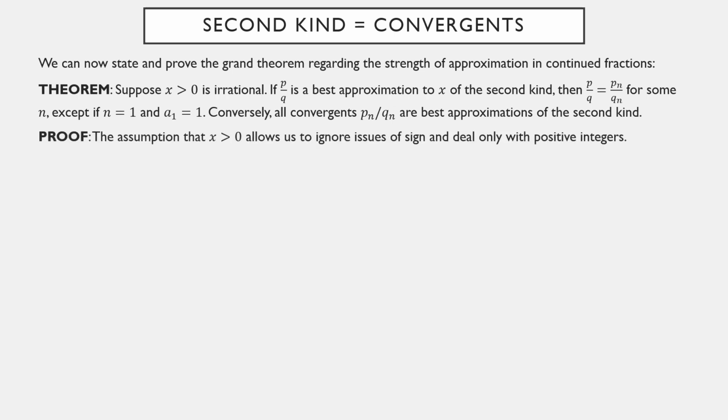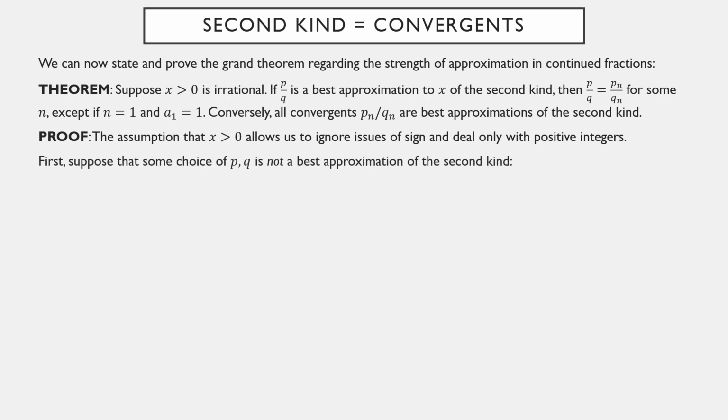So as a proof, why are we assuming x is positive? Well, best approximations of the second kind all happen within absolute values. So if x was negative, you would simply reverse p and q, and it wouldn't really matter at the end of the day, but it's going to simplify our computations.